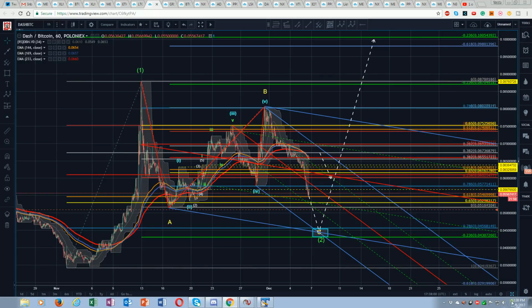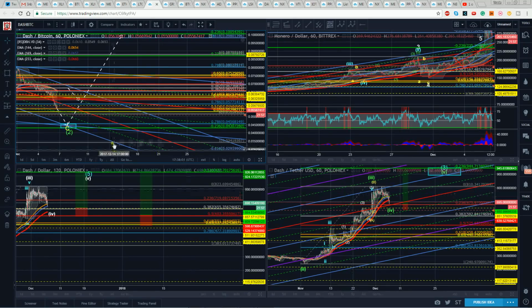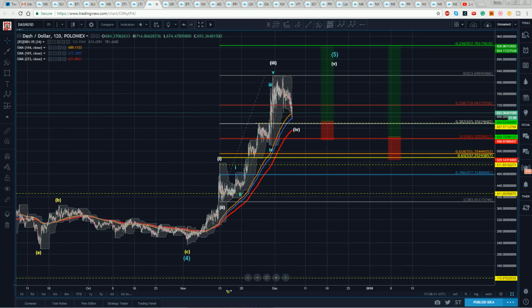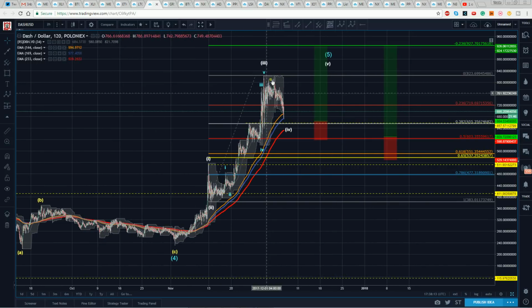That's 12 minutes. Okay, let's go over and look at this on Dash because we also looked at it on Dash, and it's setting up rather nicely here. Pardon me, on Dash to the dollar. This is on Polo. So again, we looked at this yesterday, and my comment was, there's too much noise up here. I don't know what we have going on here. That's just ugly, and that's a 2-hour here.